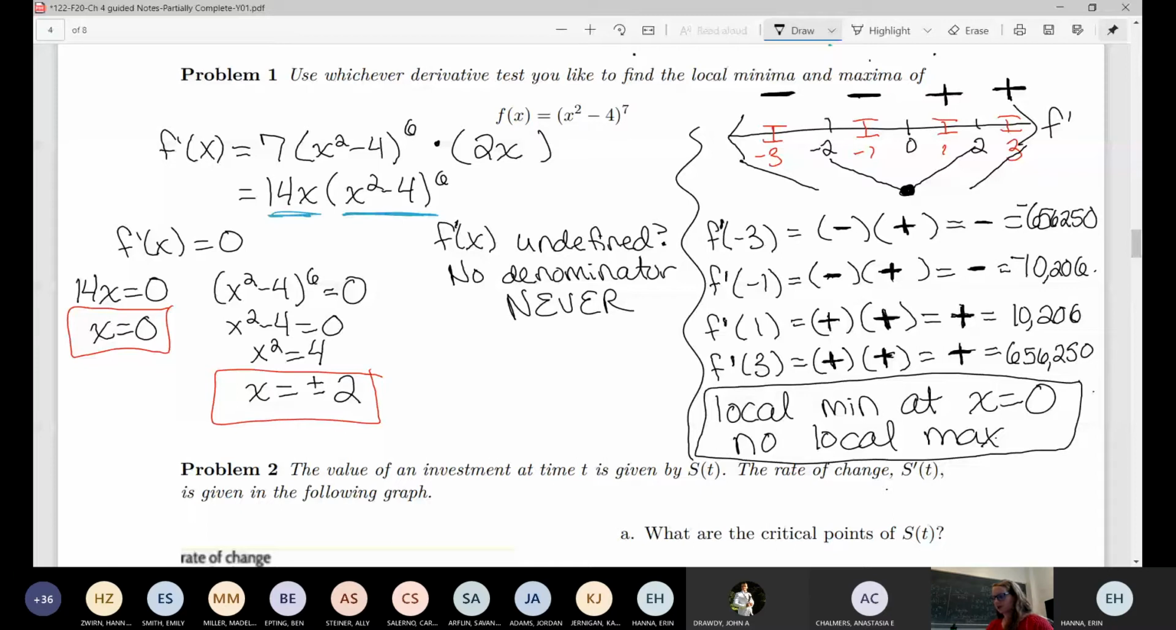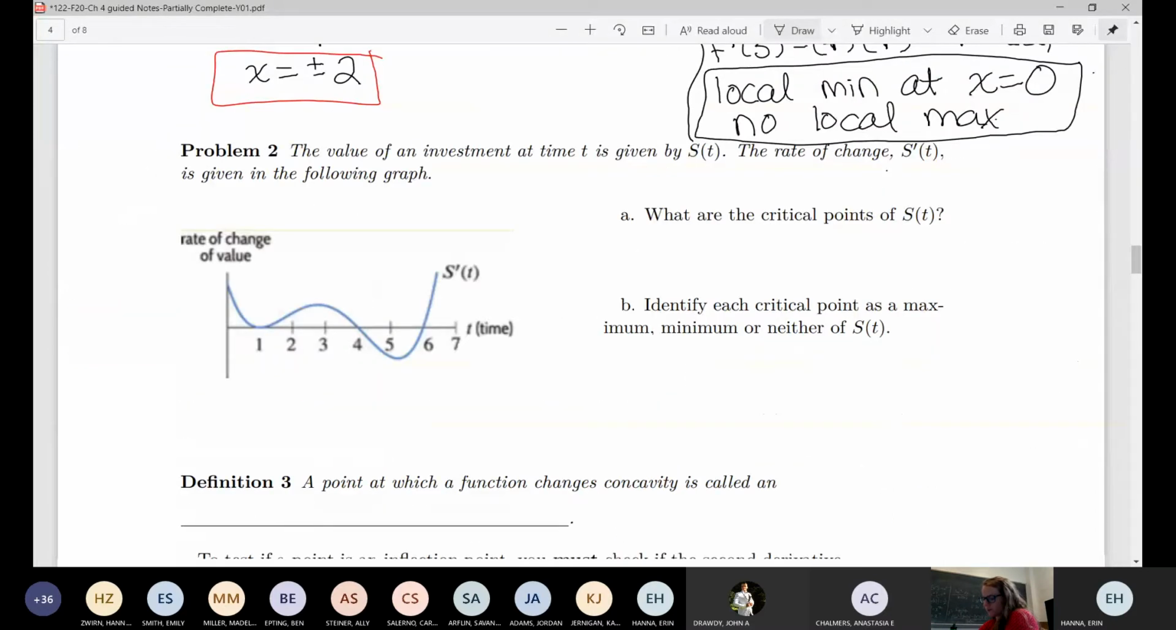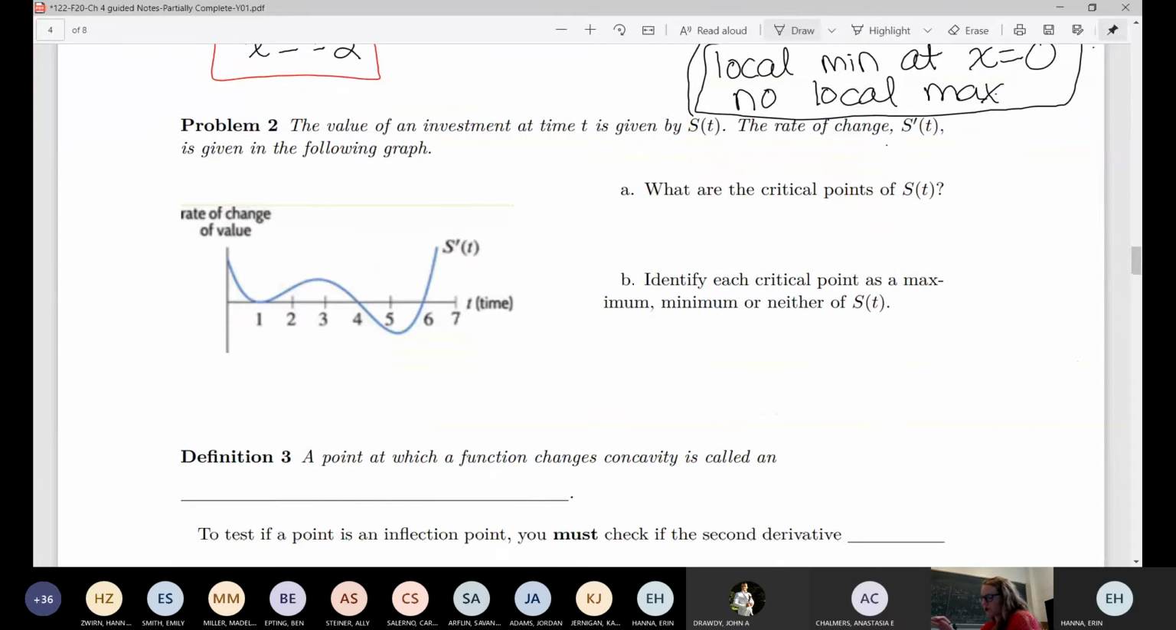So we'll come back to another one like this in a minute. But we're going to change gears just the tiniest bit for a second and look at this one, where we don't actually have an equation now, we just have a graph. So say the value of some investment at time t is given by s of t, and the rate of change s prime is given in the following graph. So note, we have the graph of s prime, not regular s. So we have the graph of the derivative. We want to know what the critical points of the original function s are.